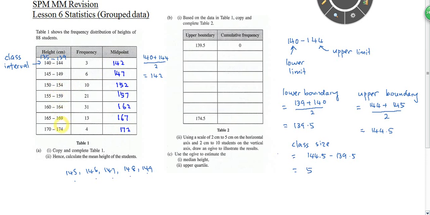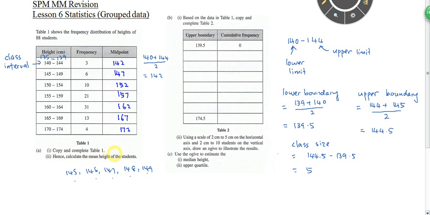If you want to double confirm that you did it correctly, you just check the last one. Take 170 plus 174 divided by 2. If you cannot get this one, you have to double check. Maybe there is some mistake over here. Okay, so this is how we find the midpoint. So actually we have done the first part, complete the table.